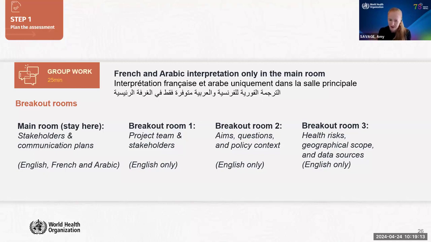In the next breakout room, we're looking at how to establish the project team, who we need on that, what other stakeholders to engage. Breakout room 2, we'll be exploring the different aims of VNAs, the research questions that we might ask, and the policy context. And in the last breakout room, we're looking more around the scope, the different health risks that could be covered, geographical scope, and then the data sources that we would need for that.